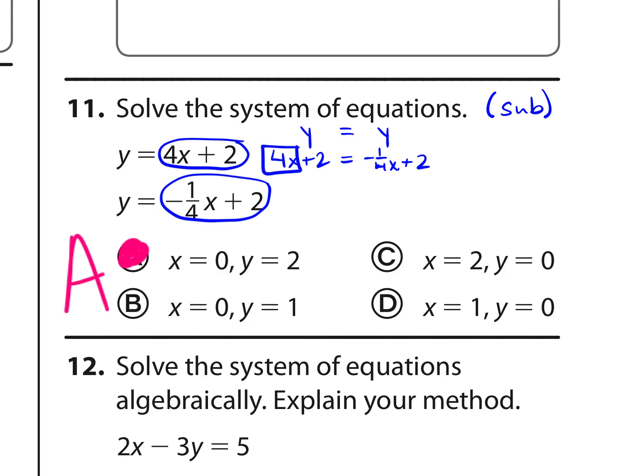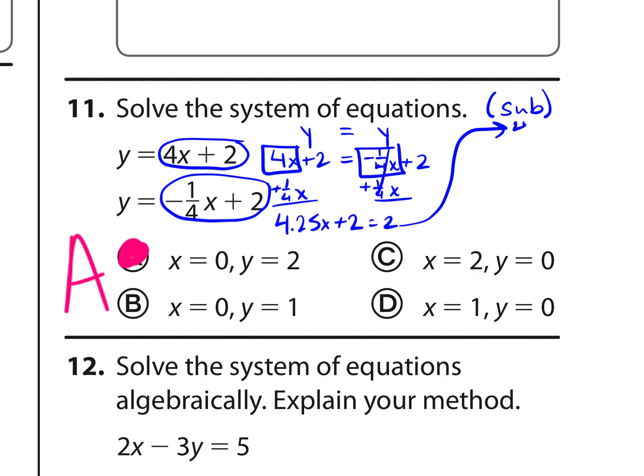I'm going to box in my x terms. I'm going to get rid of one of those. I like to get rid of the smaller, so I'm going to add 1/4 x to both sides. The result is 4 1/4, which I could write as 4.25, x plus 2 equal to. I'll rewrite this over here. We'll have a little more space to work it out. So I'm going to subtract 2 from both sides. And we get 4.25x equals 0. Divide both sides by 4.25 to get that x is 0.